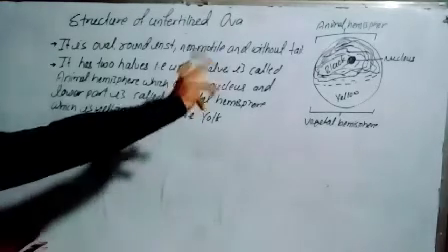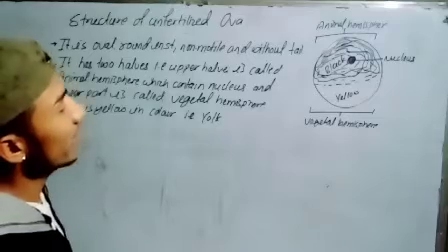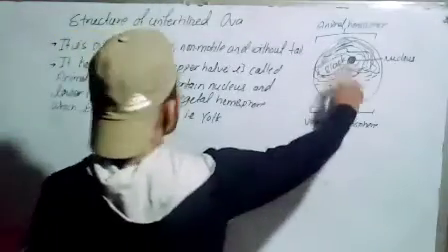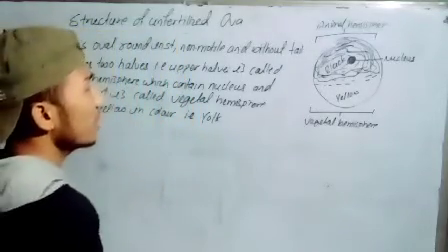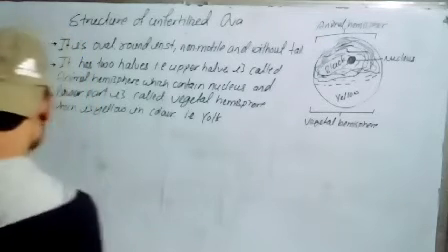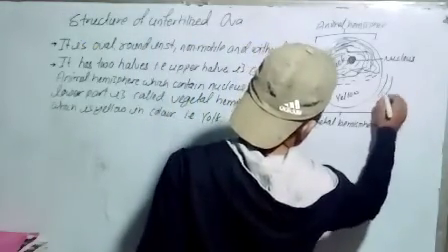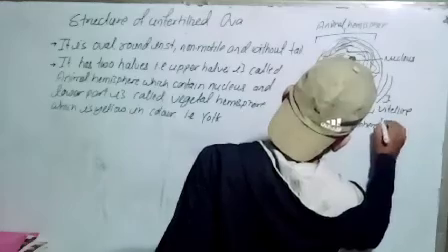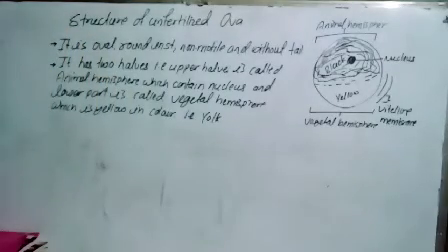And this ova is covered by transparent membranes. It is covered by two transparent membranes. Okay, this transparent membrane is called the vitelline membrane. I will write vitelline membrane. There are two types of membrane covering it. These two are the vitelline membrane.